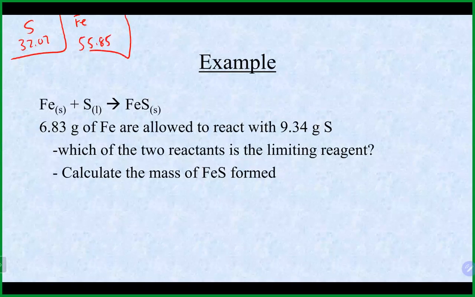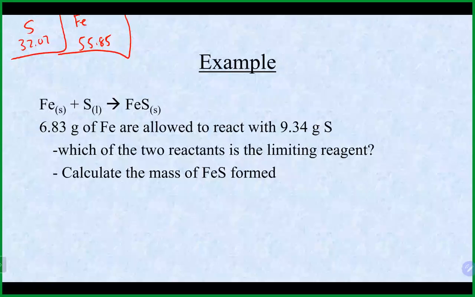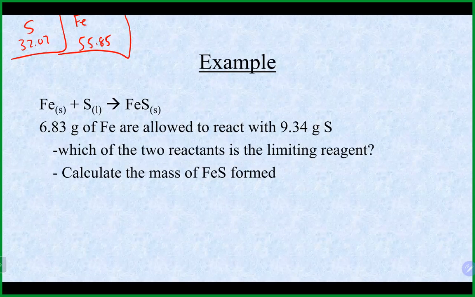All right, so why don't you follow those steps here, figure out which one's the limiting reagent, and also figure out how much product is formed. So follow those steps, figure out the limiting reagent, and then continue on with the calculation. Okay, let's take a look, see how you're doing.